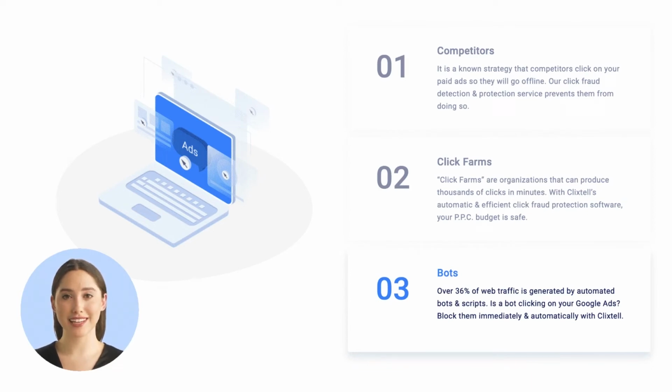Competitors. It's a known strategy that competitors click on your paid ads so they will go offline. Click farms. Click farms are organizations that can produce thousands of clicks in minutes. Bots. Over 36% of web traffic is generated by automatic bots and scripts.